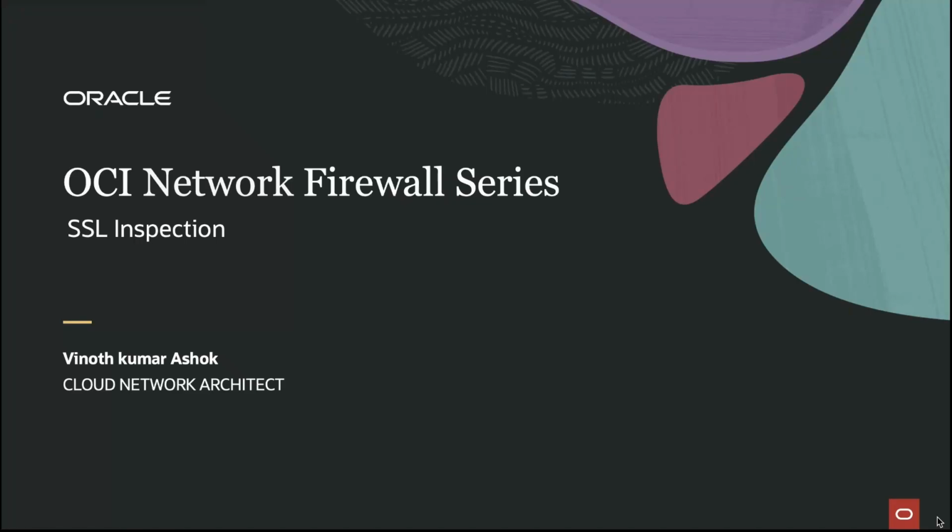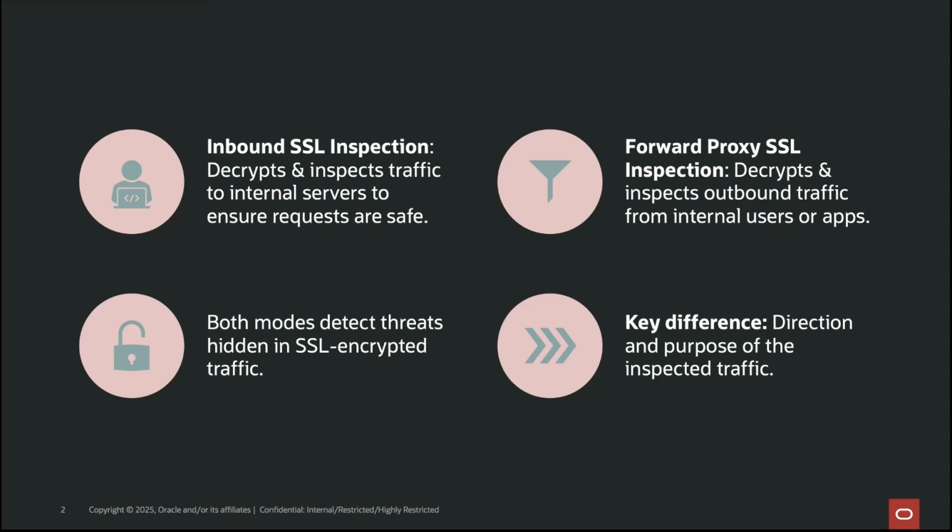In this video, we'll look at SSL inbound inspection and SSL forward proxy features in OCI network firewall. SSL inspection on firewalls plays a crucial role in enhancing security by decrypting and inspecting encrypted traffic for both inbound and outbound communications. For inbound traffic, SSL inspection ensures that incoming requests to internal servers are safe. For outbound traffic, it allows you to monitor and secure connections initiated by internal users or applications.